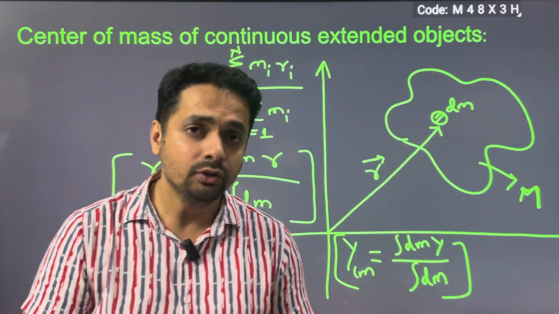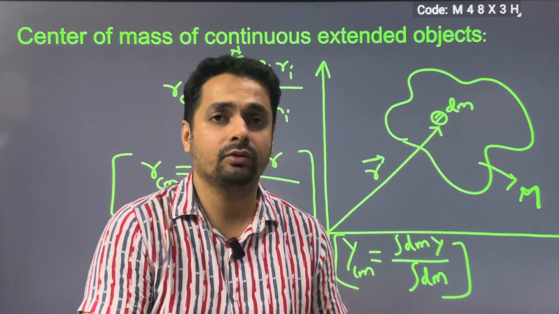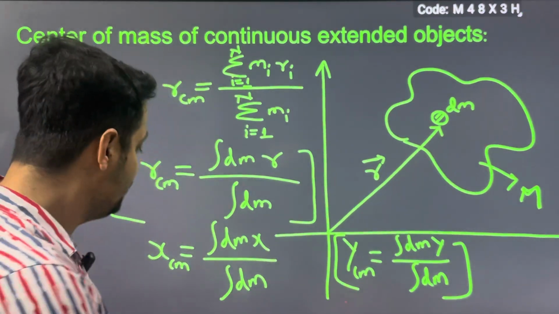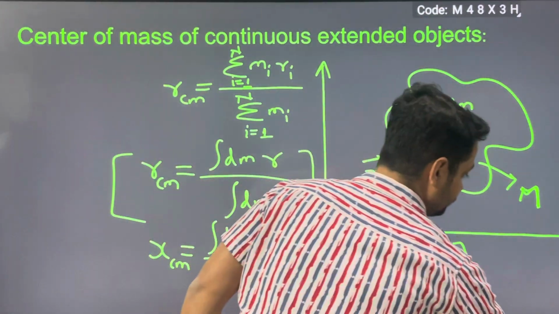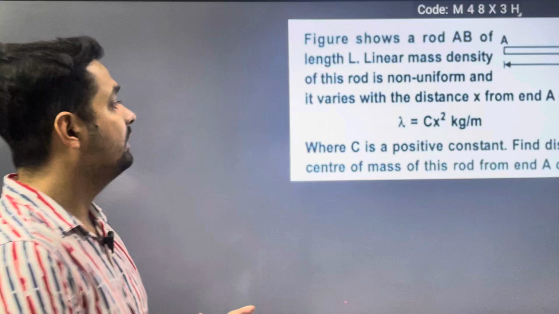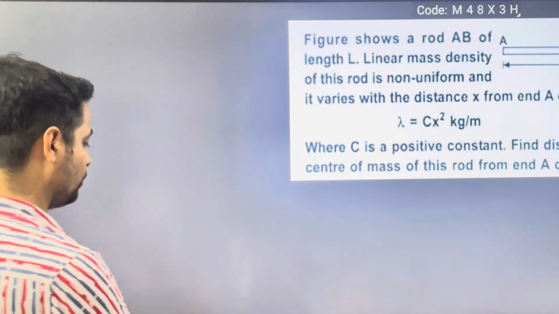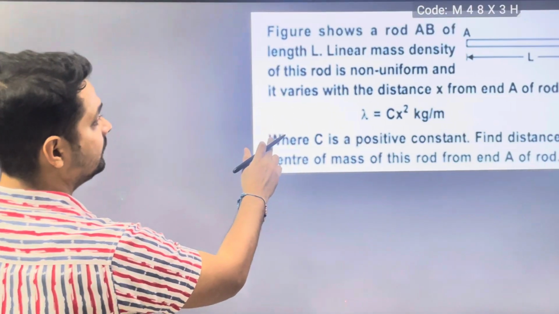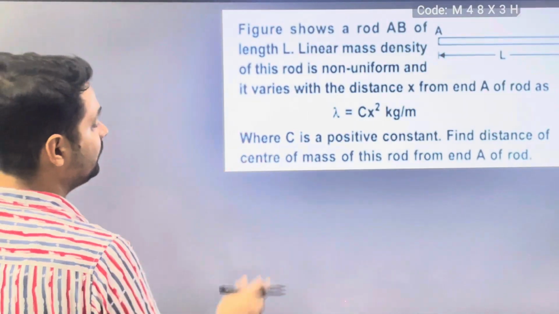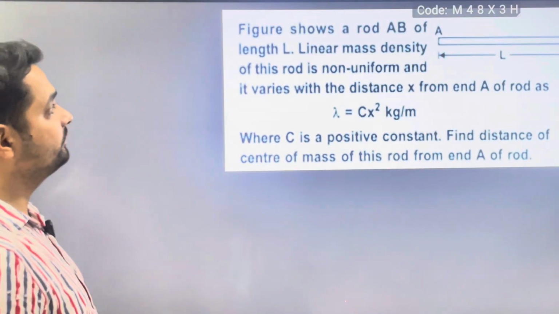We will deal with some problems so that we can understand it better. The next slide is here. In this question, you will see what is given.